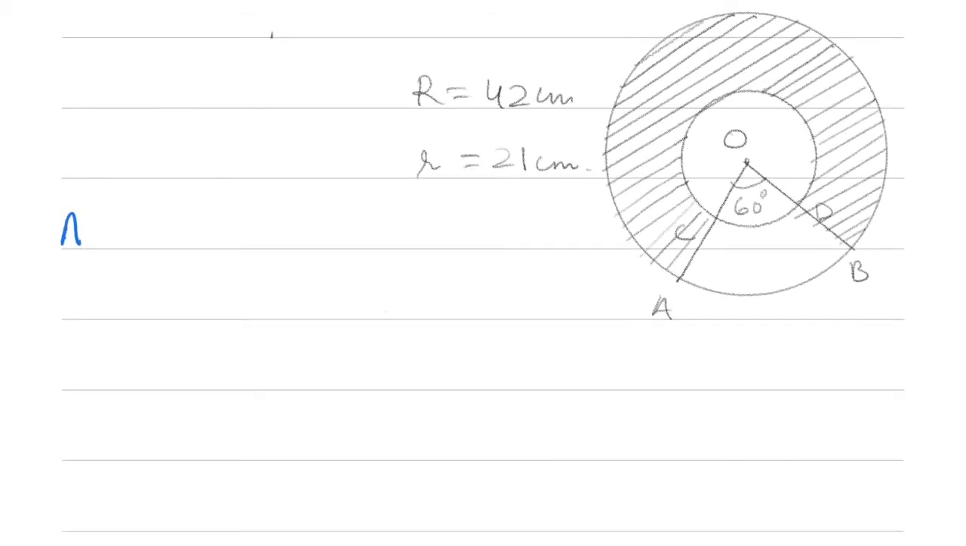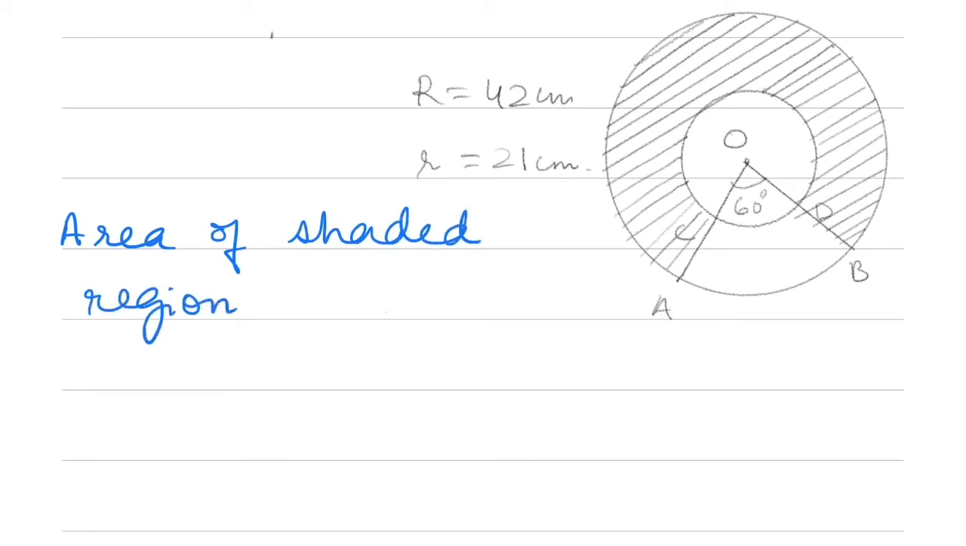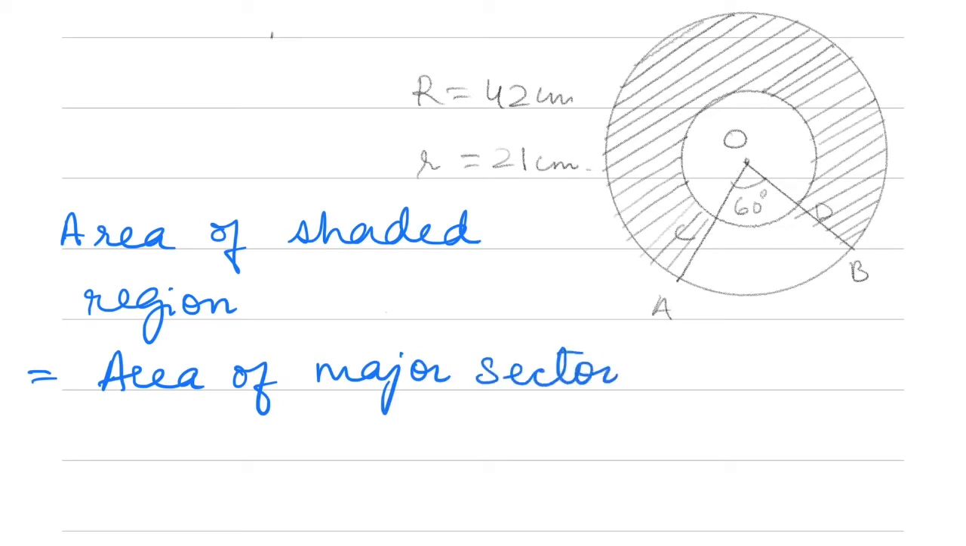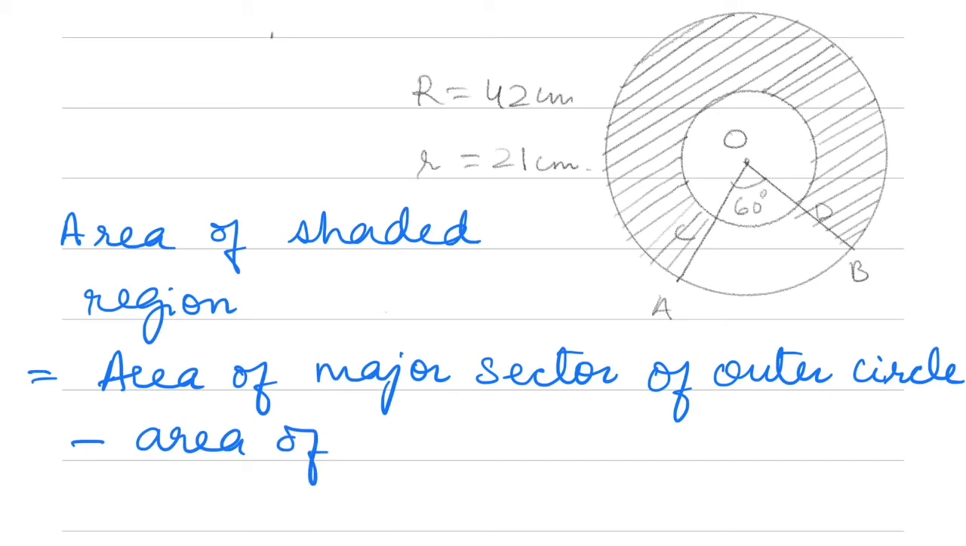And we have to find the area of the shaded region. This is equal to the area of the major sector of the outer circle minus the area of, again, the major sector of the inner circle.